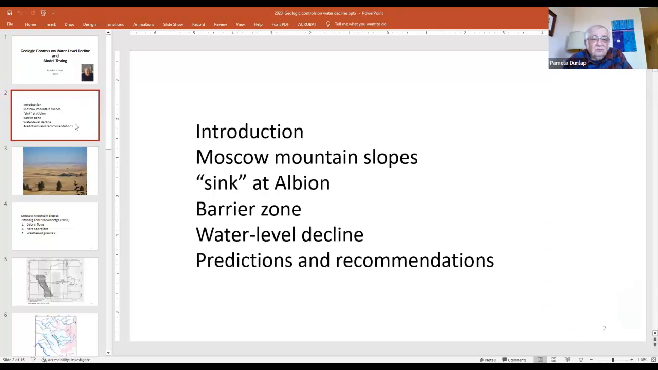So for those who haven't followed along, there were sort of 3 key areas on talking about the Moscow Pullman aquifer system: the Moscow mountain slopes, what I call the sink at Albion, which is controlling, in my opinion, groundwater movement, and then the barrier zone out to the west of Pullman. So we're going to think a little bit within the model. I call it model testing. It's really just thinking to see whether things make sense on a double check. And then we'll come back and talk about water level decline.